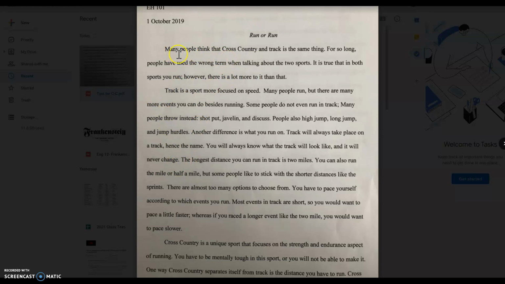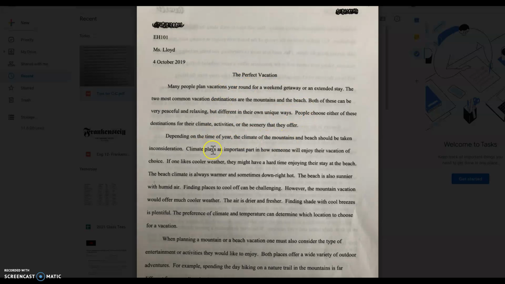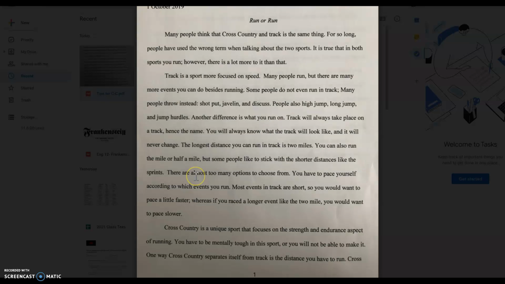I wanted to point this one out because he did a different structure. Like in the previous essays that I showed you, they talked about the mountains and then they talked about the beach. This particular essay has 4 paragraphs. It has an introduction, a paragraph on one of the two things he's comparing, a paragraph on the other of the two things, and then a conclusion. So either one of these structures is okay.